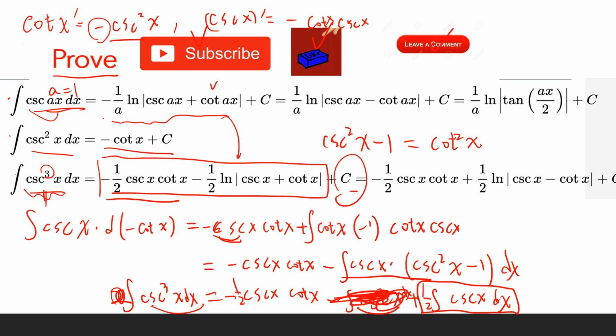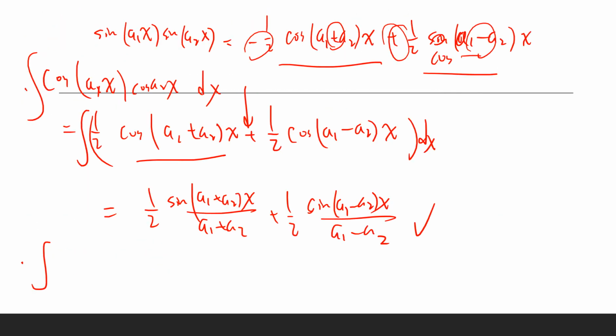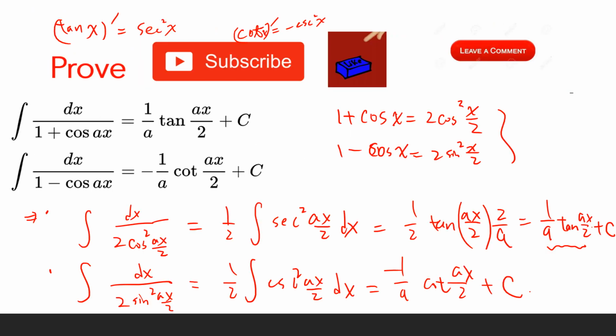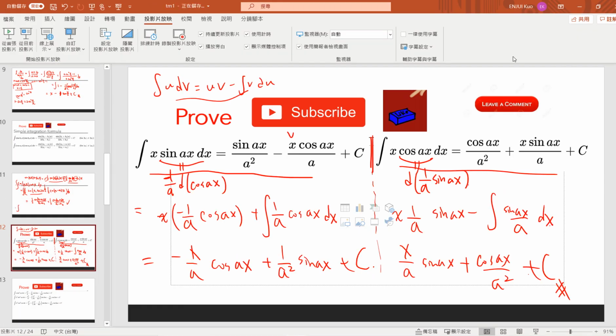So using the first one and the second one, we can prove the third one. And next time we will prove the cosecant to the power n, although it's related to the secant to the power n. And you can check my other integration videos.